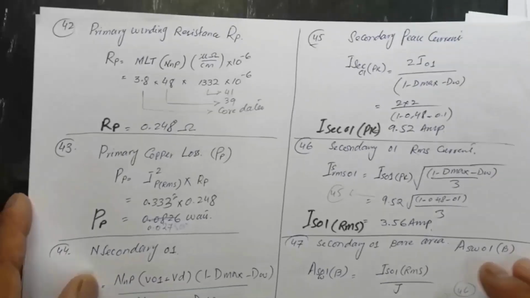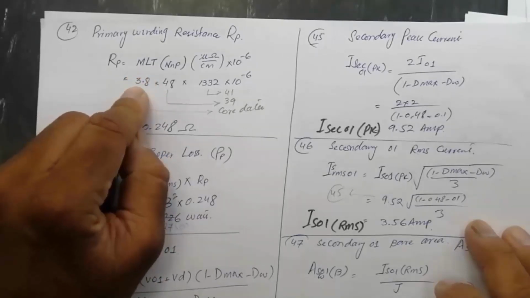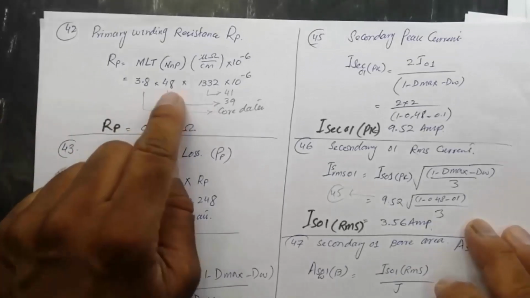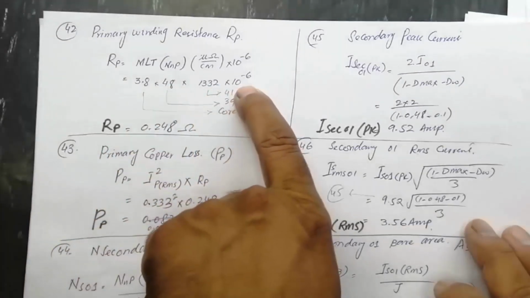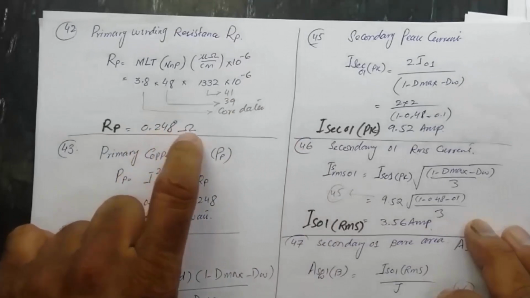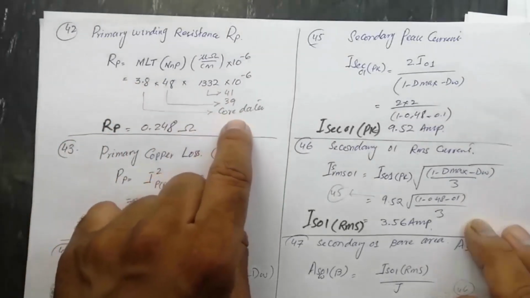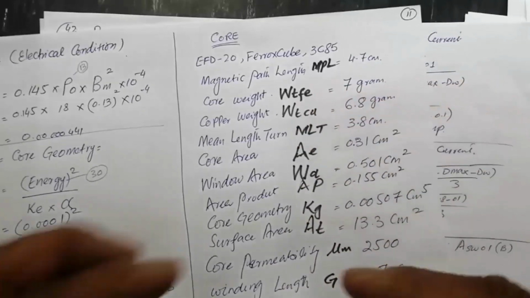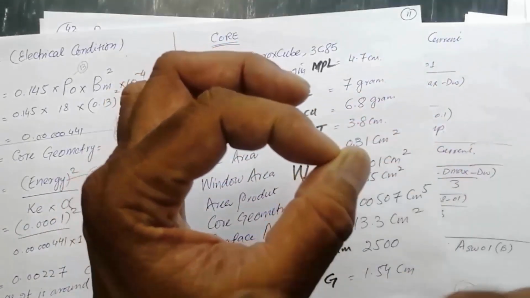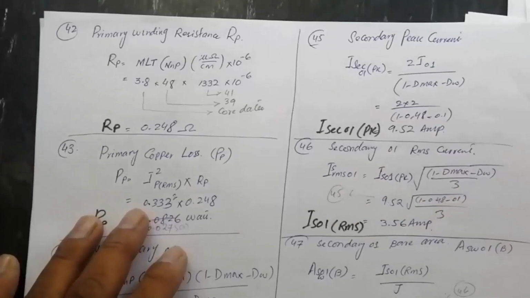When we know the resistance for 1 centimeter and we know the mean length turn, that is 3.8 centimeter in 1 turn of wire, and the number of turns 48, multiply by 10 raised to minus 6 micro ohm to convert it in ohm. So it is 0.248 ohms. It is in step number 41, step number 39, and the core data. Area 3.8 is the MLT, mean length turn, the average amount of wire in 1 turn. This is the core, the wire from here to here, that is the average length. It is discussed in the core data sheet, or you can find it in the bobbin area.